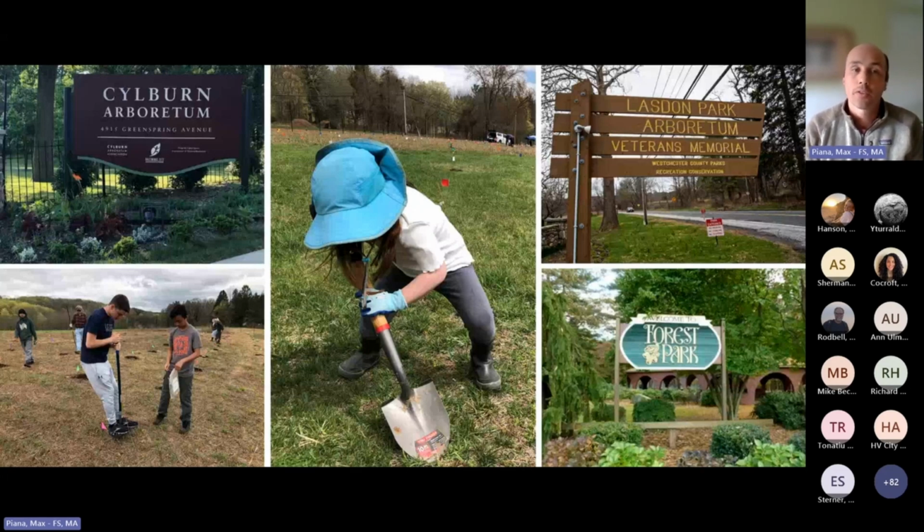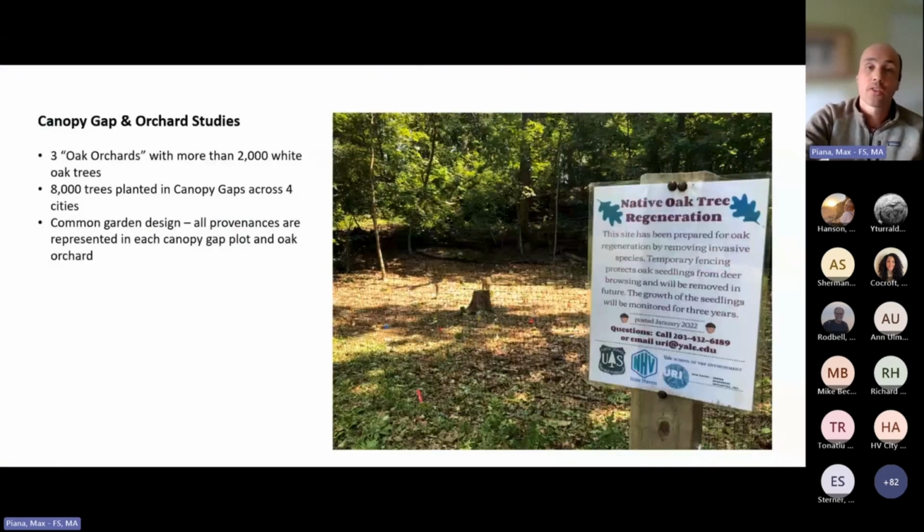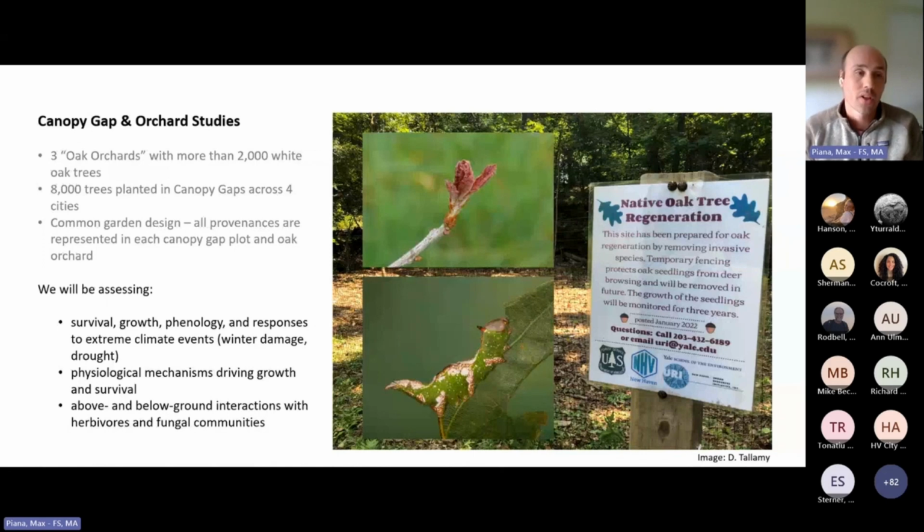In the oak gaps, we have 40 gaps that have been planted with 6,000 trees. And in all of these, it's a common garden study, so we can track climate performance. We're excited to have the study installed. We just collected our first round of survival and growth measurements. We're lucky to have over 95% survival in our canopy gaps.